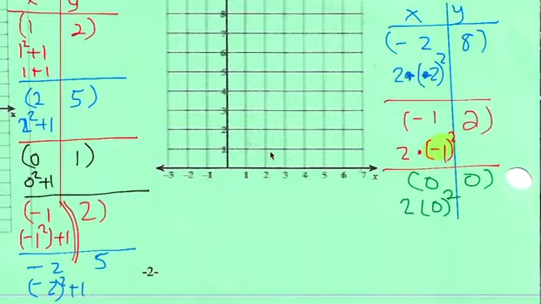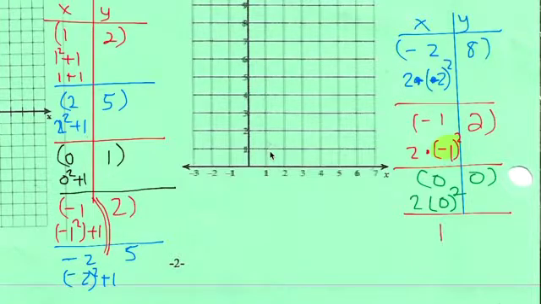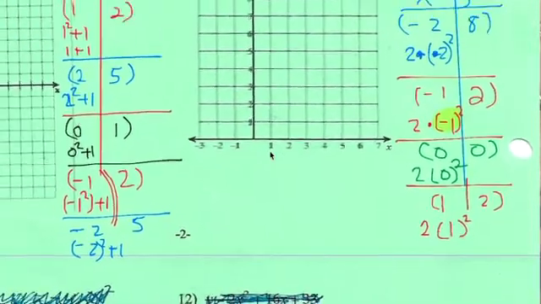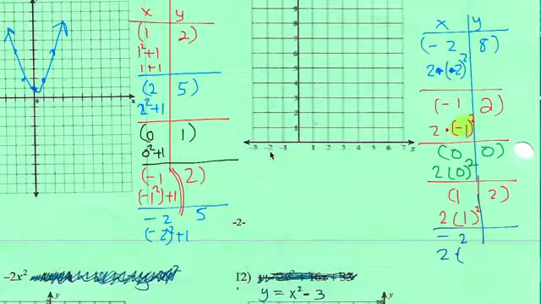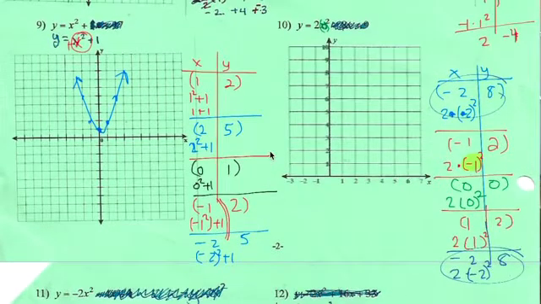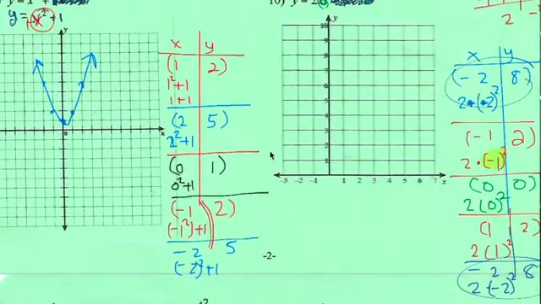Okay, I would choose 1 next. 2 times 1 squared. Okay, so 1 squared is 1 times 2 is 2. Notice the pattern. And then negative 2 next. 2 times negative 2 squared. That's 4. 4 times 2 is 8. Notice the pattern. Okay? So negative 2 is 8. Negative 1 is 2. 0, 0, 1, 2, 2, 8.